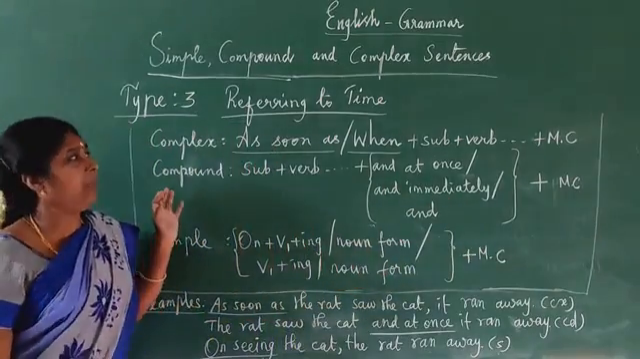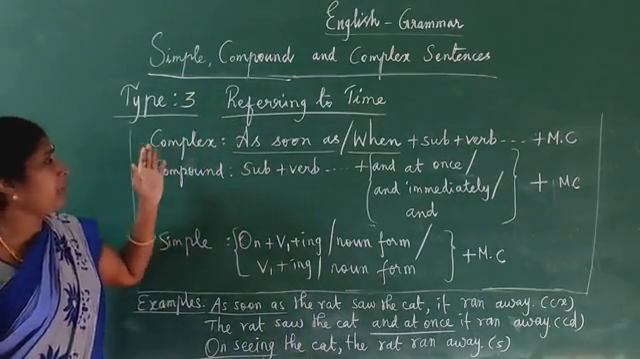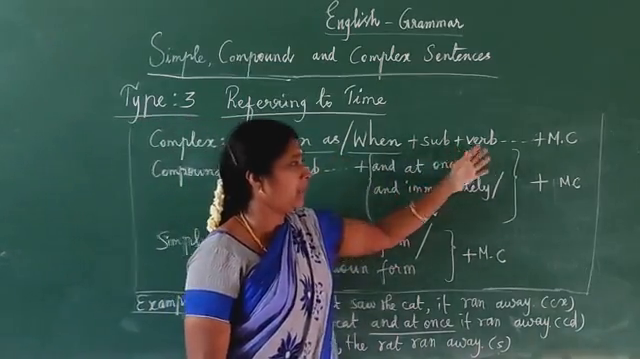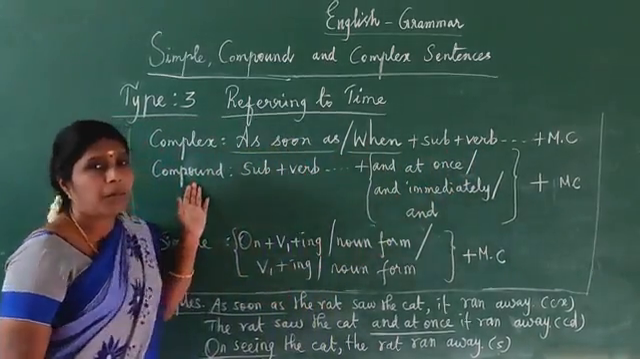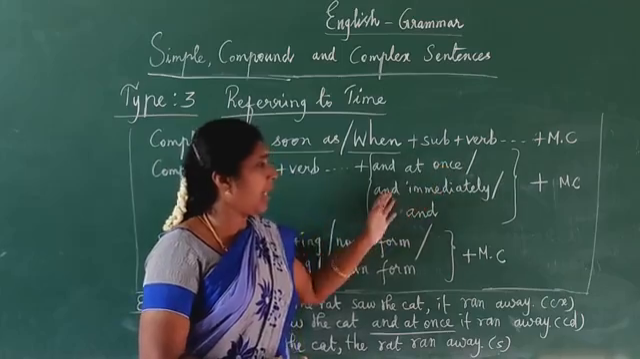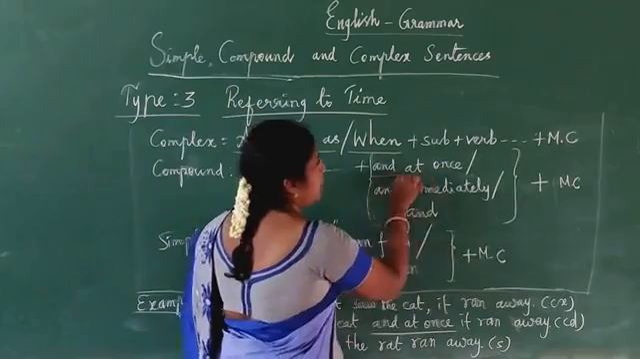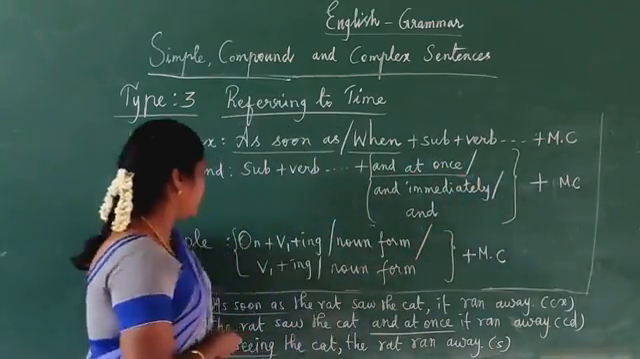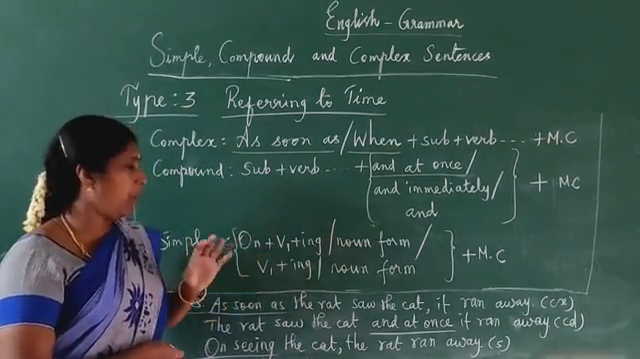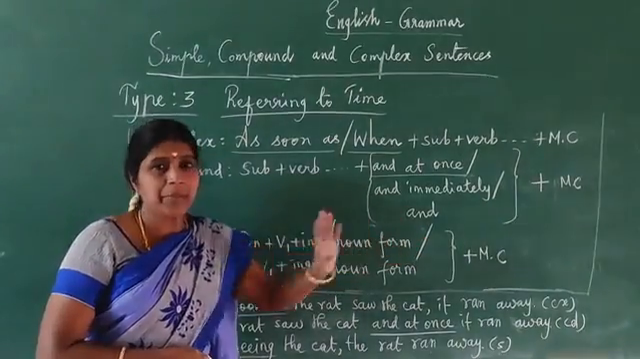I repeat once again. This is referring to time. That is type A. First one, for complex: as soon as or when, subject plus verb plus main clause. For compound: subject plus verb, conjunction word and at once, or and immediately, or and. Mostly we use and at once. Then the main clause. For simple: on plus verb 1 plus ing or noun form, or simply you can begin with the ing form or noun form, plus the main clause.